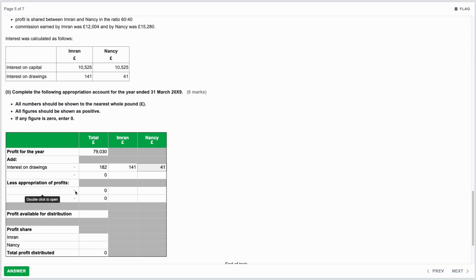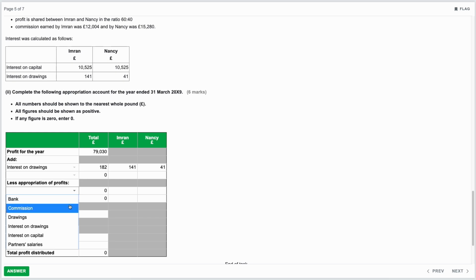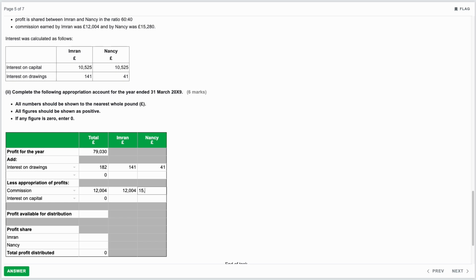And then in terms of what we need to take off, that will be our commission and our interest on capital. So our commission, it states, was 12,004 for Imran. And for Nancy, 15,280. And then interest on capital was 10,525 for Imran. Oh, and 10,525 for Nancy. So the same figure for both.